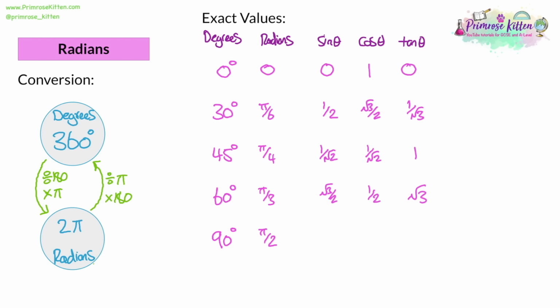Then at 90 degrees, sine is 1, cos is 0, and tan is not defined. There's not a solution for it. I guess in a way you could say it's infinity. If you look at sine and cos, you'll see sine and cos have got the same values, but in the opposite order. So if you can remember the sine values, if you flip them over, you've got the cos values.